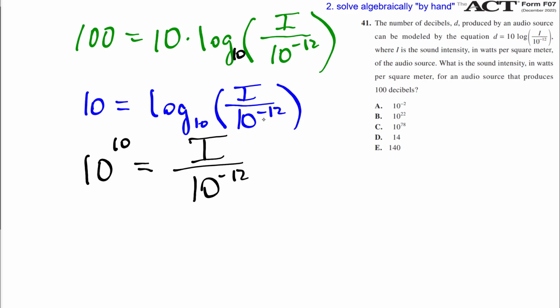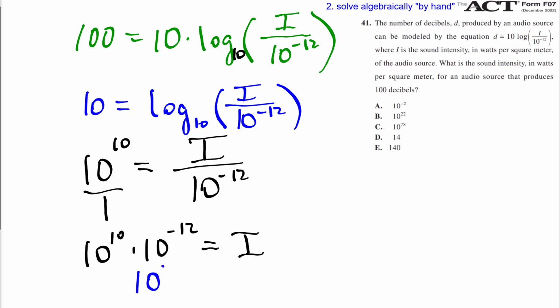And then what I can do is treat this as if it were a proportion, means extremes. And when I multiply 10 to the 10th times 10 to the negative 12th, I get 1 times I, or I. And so keep the base the same and add the exponents, and we're going to get 10 to the negative 2 power, which is equal to I, which is answer A.